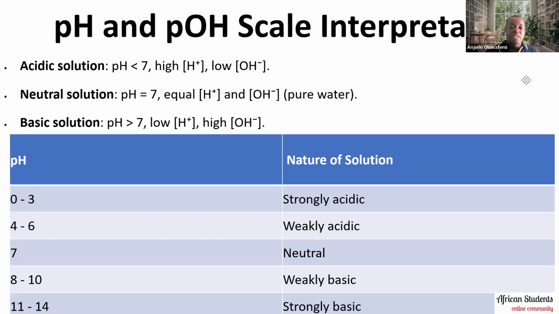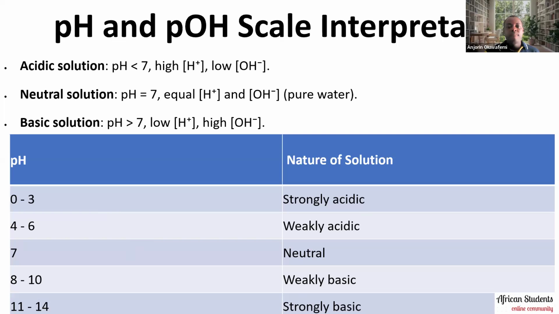This table has done good justice to the pH and pOH scale interpretation. When you have a pH between 0 and 3, that solution is said to be strongly acidic. When you have a pH between 4 and 6, it is weakly acidic. A pH of 7 is neutral. A pH between 8 and 10 is weakly basic, and between 11 and 14 is strongly basic. So that's that.